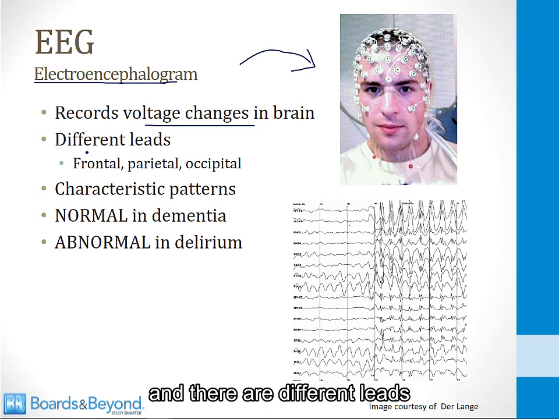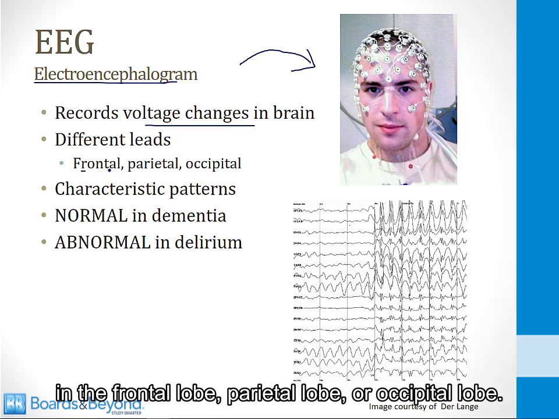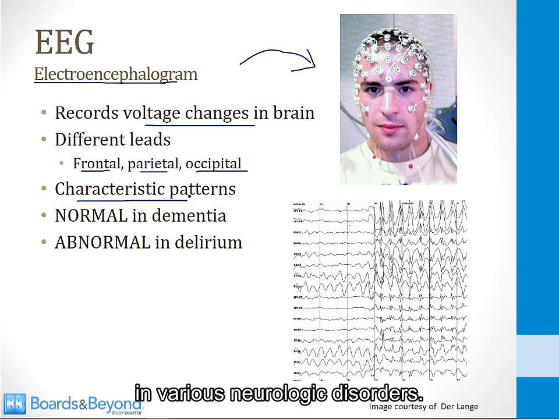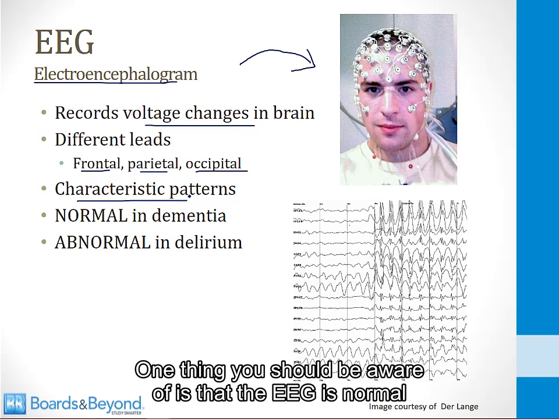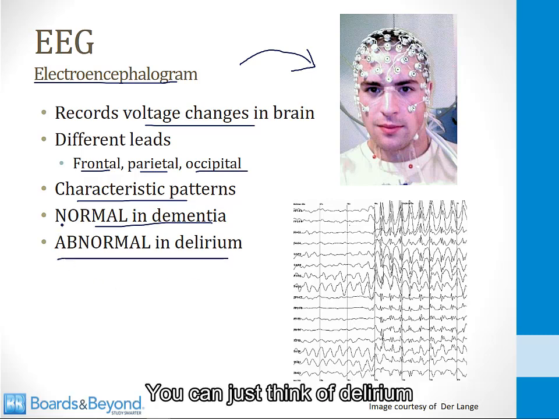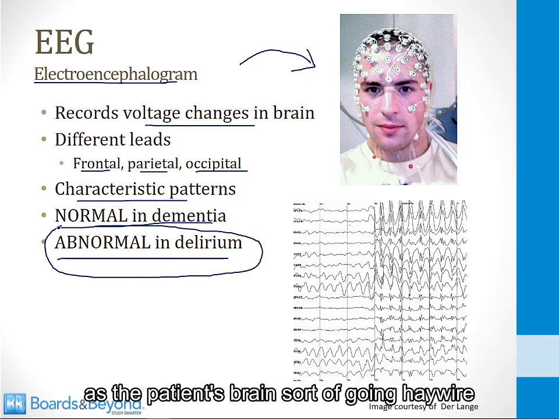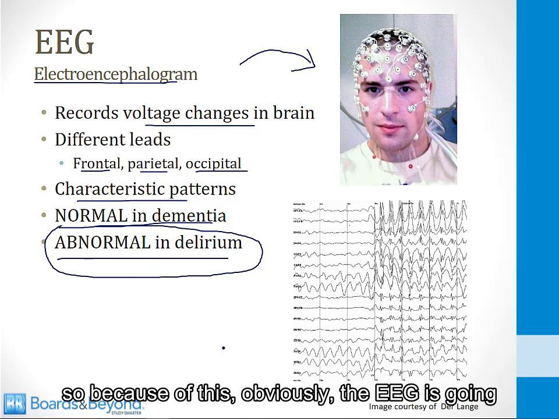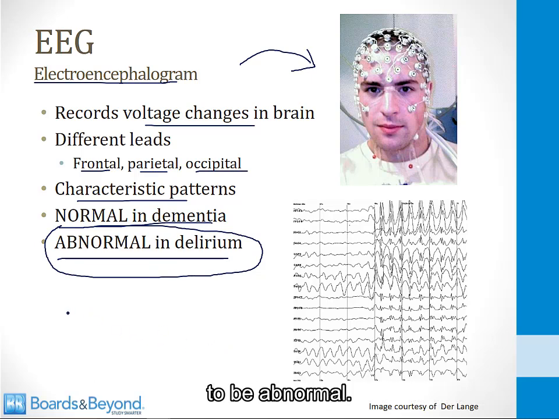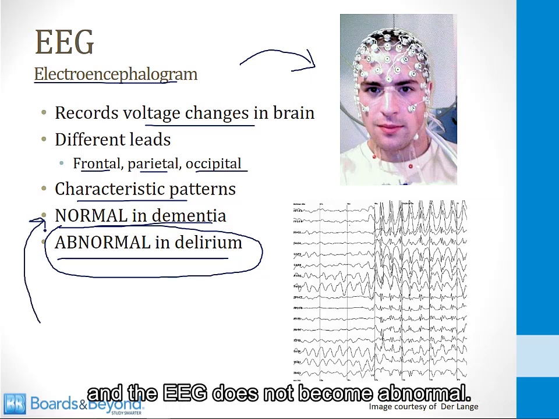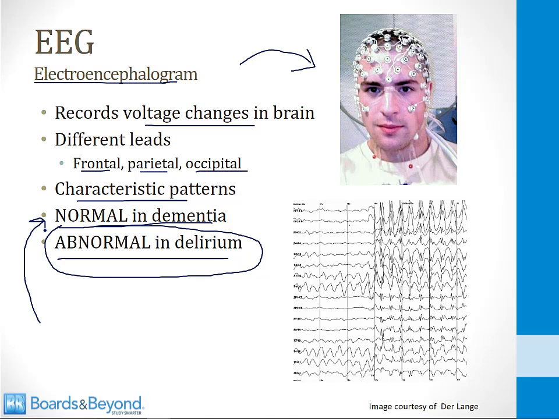And there are different leads that examine the electrical activity in the frontal lobe, parietal lobe, or occipital lobe. And there are characteristic patterns that can be seen in various neurologic disorders. But one thing you should be aware of is that the EEG is normal in a patient with dementia and abnormal in delirium. You can just think of delirium as the patient's brain sort of going haywire from an infection or another medical condition. So because of this, obviously the EEG is going to be abnormal. In dementia, there's a slow, steady cognitive decline, and the EEG does not become abnormal.